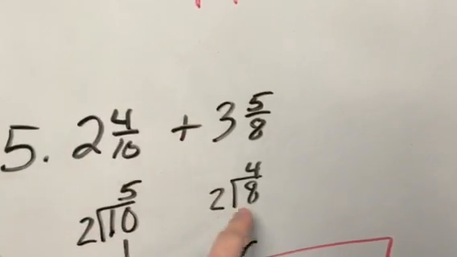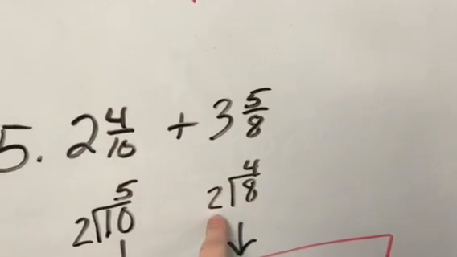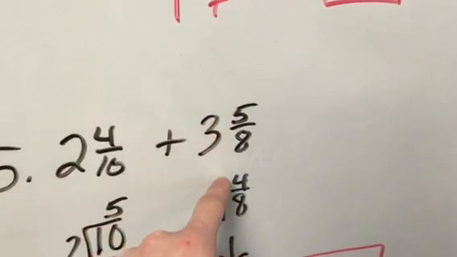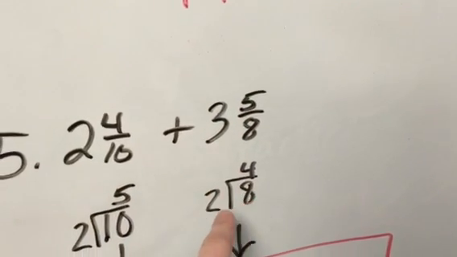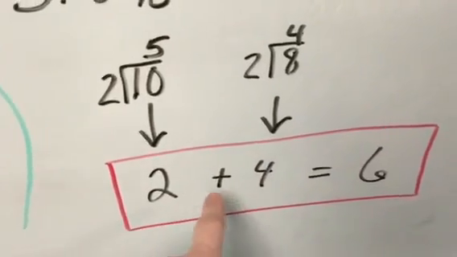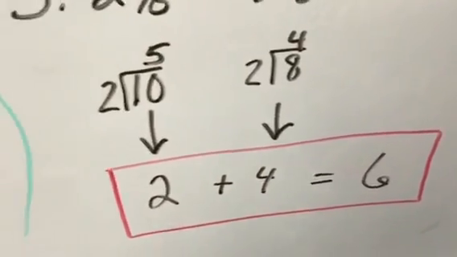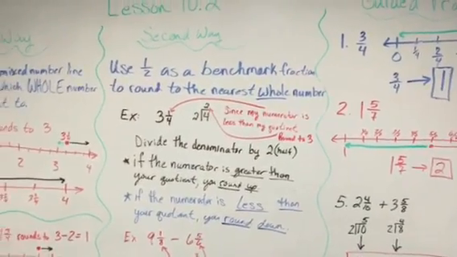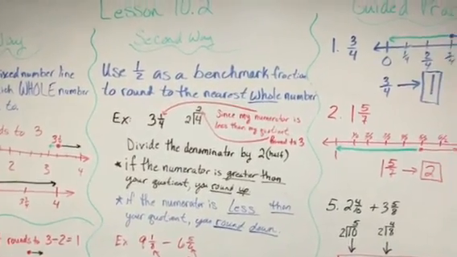In this one, I'm going to take my denominator, divide it by 2, and I get 4. Since my numerator is greater than my quotient, I'm going to round it up to 4. So my answer would be 2 plus 4 equals 6. And those are the two different ways that you can estimate the sums and differences of mixed numbers.